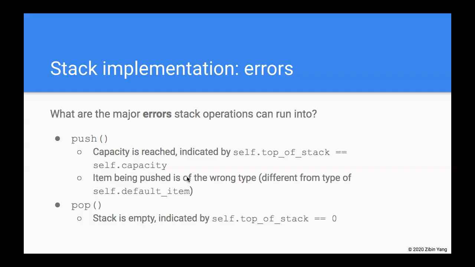And then another error that can happen in the push is that the new item being pushed is of a different type from the type of the default item. Now for pop, the problem with pop is, what if the stack is empty? There's nothing that we can pop off the stack, right? And it should be hopefully obvious that we can check that condition when the top of the stack is actually 0. That's when the stack is empty.